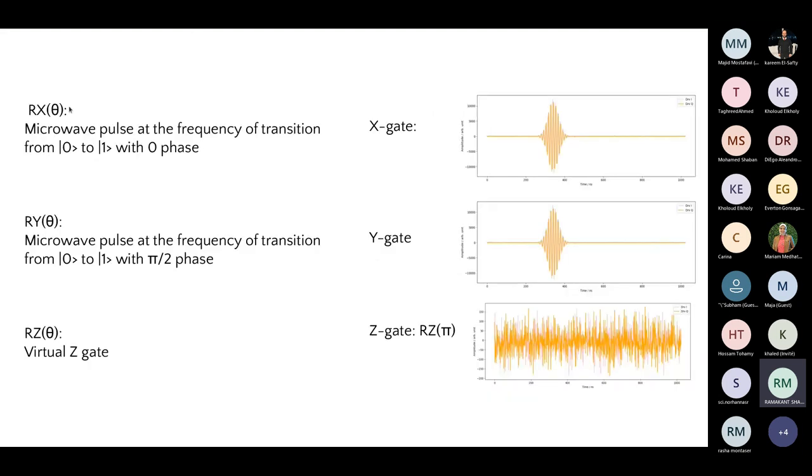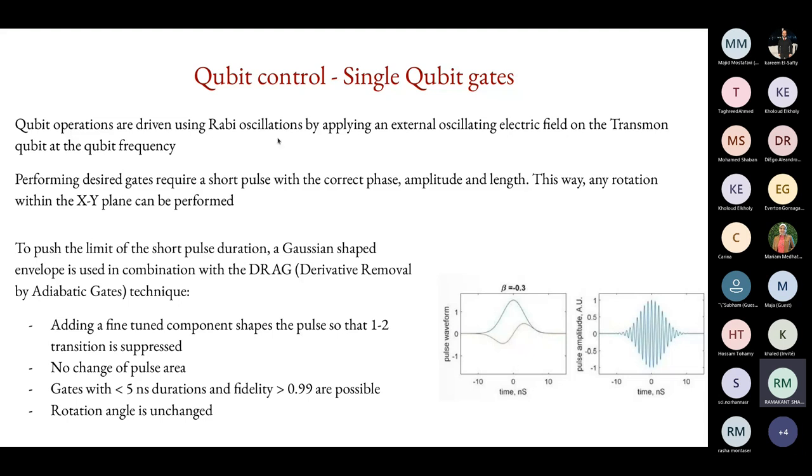So qubit operations are driven using Rabi oscillations. As I said, once you know the frequency to go from the ground state to a certain state, you just apply that frequency and you get what you want, by applying an external oscillating electrical field on the transmon qubit at the qubit frequency. That's what's really important about the frequency of the qubit. So performing desired gates requires a short pulse with the correct phase, amplitude, and length. This way, any rotation within the XY plane can be performed. To push the limit of the short pulse duration, a Gaussian-shaped envelope is used in combination with DRAG, or derivative removal by adiabatic gates, which is just a technique for the creation of electrical pulses.